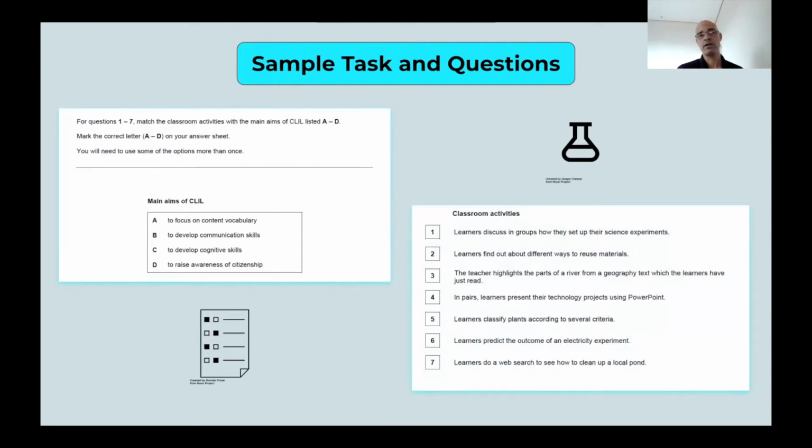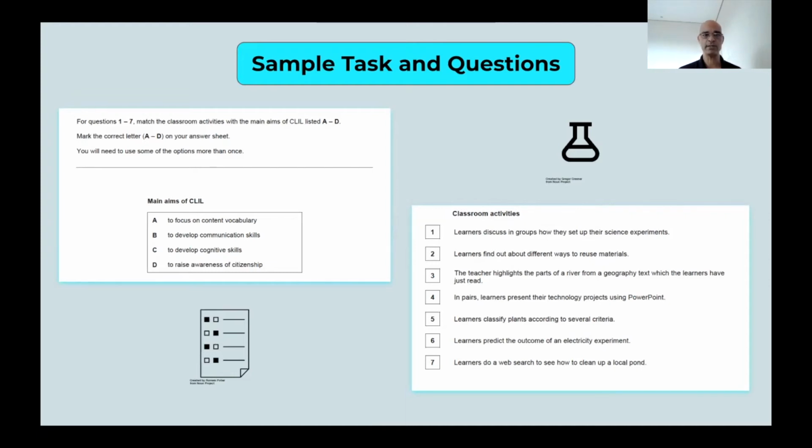And then you're going to go to the second picture, the one that is slightly below, and there's 7 questions. Each one of those numbers is a question, so you're going to match the activities listed right in front of the number with the main aims of CLIL. So the candidate would, for example, read learners discuss in groups how they set up their science experiment, and then would decide, is this an example of focus on content vocabulary?